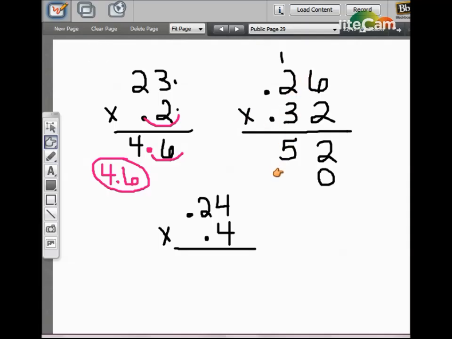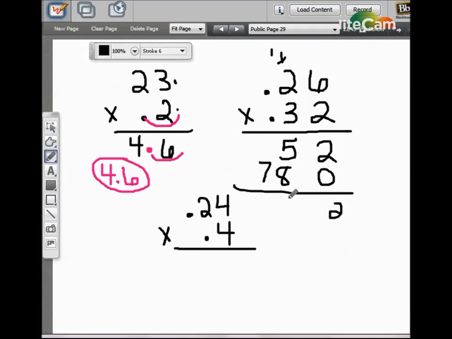3 times 6 is 18. Carry the 1. 3 times 2 is 6, plus 1 is 7. I'm going to add, then I'm going to make my squiggle line. So 2 and 0 is 2, 8 and 5 is 13, carry the 1, 7, 8. Okay, now I worry about the decimal point.